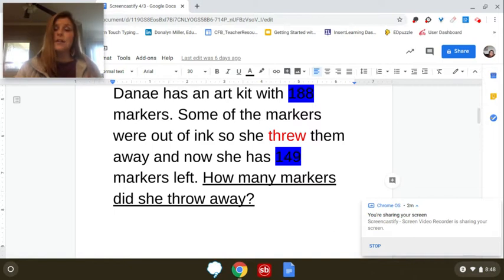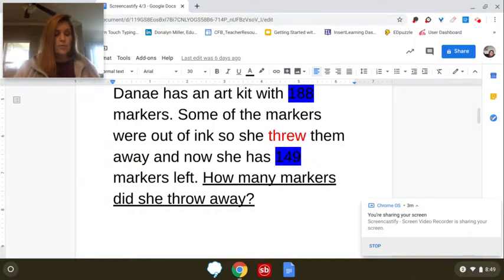The third thing we do is we have to determine whether this is an addition or subtraction by looking at that action word and seeing how it is used in that sentence. So here, our action word is threw, and I've highlighted that in red, but let's read the whole sentence so that we can determine whether this was addition or subtraction. It says, some of the markers were out of ink, so she threw them away. What I want you to do is make a movie of that in your head. And when you make a movie of that in your head and you're throwing something away, you're getting rid of it. Therefore, you know that you're going to be subtracting.